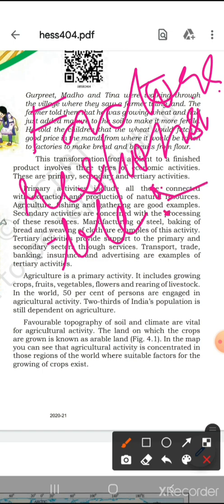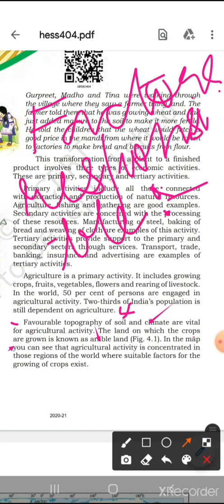What are the factors? Now, these are the factors. You can see, children, favorable topography of soil, climate, vital for agricultural activity. Land on which the crops are grown is known as arable land.